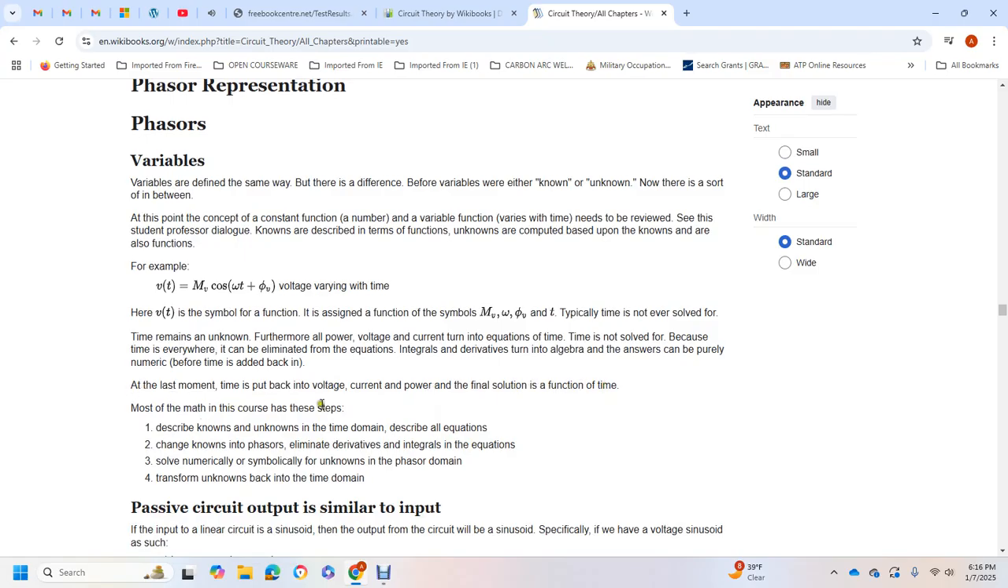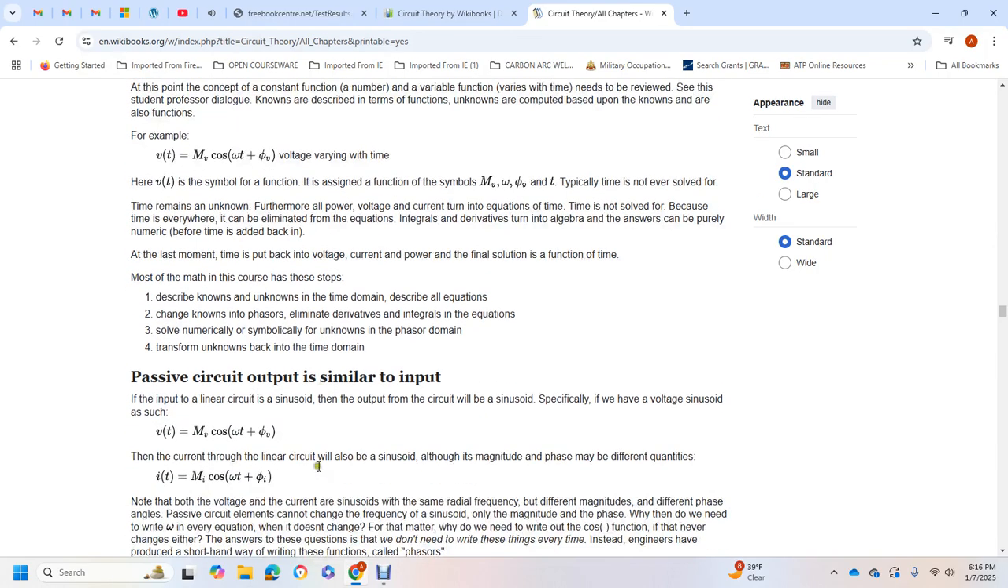Most of the math in this course follows these steps: describe the unknown time-domain generators, and describe all equation chains that know the phase, eliminating the derivatives and integrals of the equation. So, numerically or symbolically solve for the unknown in the phasor domain, then transfer the unknown back to the time domain.